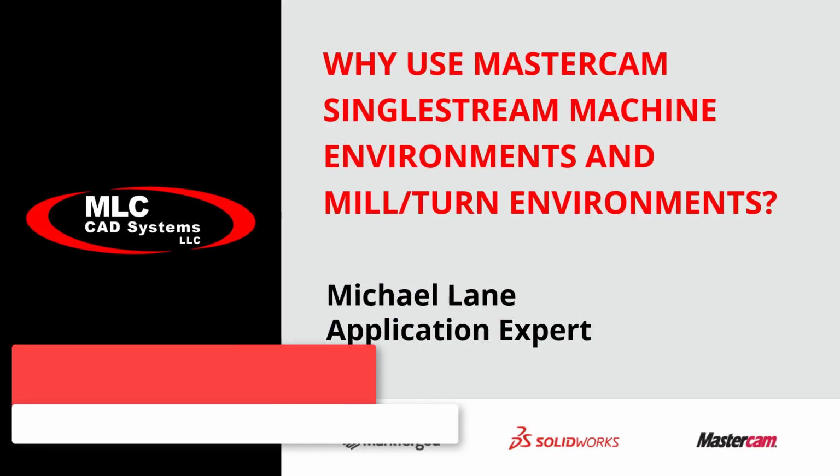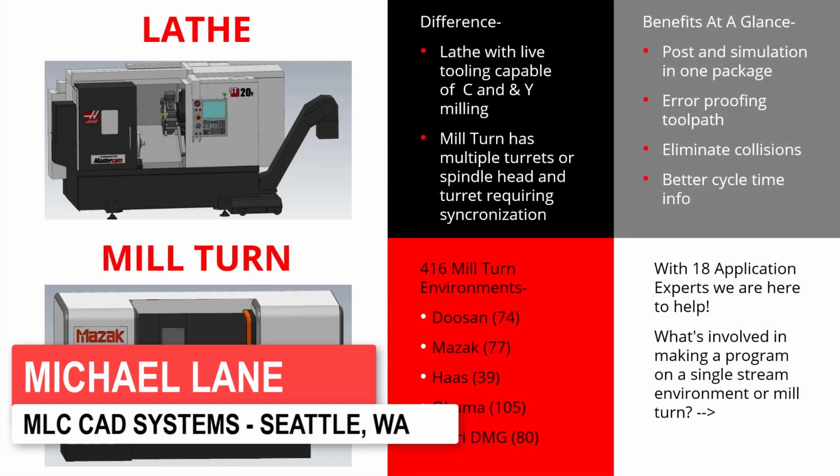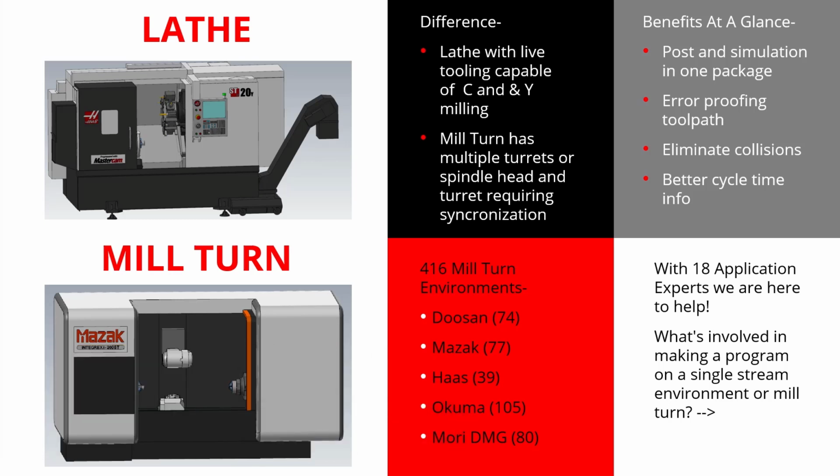Today we're going to go over single-stream machine environments and mill-turn environments. Single-stream environments and mill-turn environments are different. A single-stream environment is generally a lathe with a C-axis or a combination of a C and Y axis, maybe a sub-spindle. A mill-turn environment usually has multiple turrets or a spindle head and requires turret synchronization.